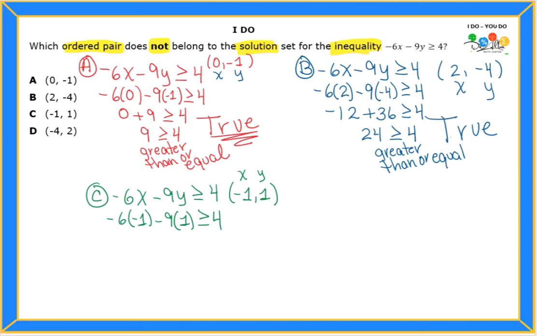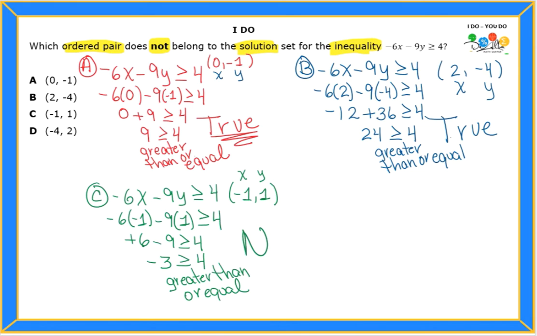Okay, let's move on. What's negative 6 times negative 1? It will be a positive 6, and the next one will be, what's negative 9 times a positive 1? That will give me a negative 9, greater than or equal to 4. Let's perform the operation. 6 minus 9, that's what it says, right? And I will get a negative 3. And the question is, is that true? Is negative 3 greater than or equal to 4? Is that true? No, it's not, right? A negative number will never ever be greater than a positive number. Okay? So I think that should be the answer then, right?